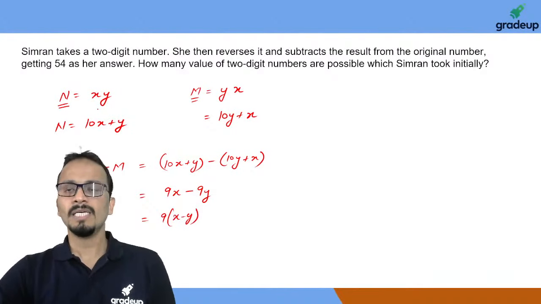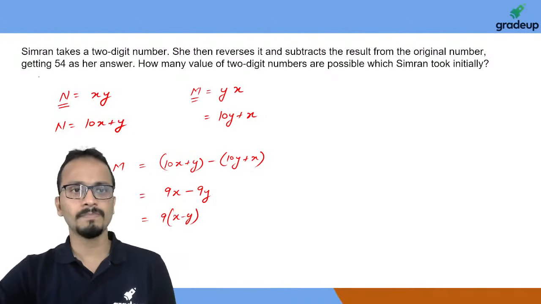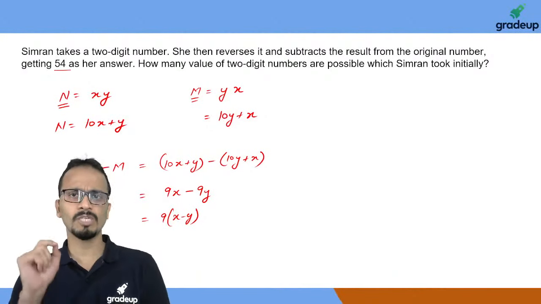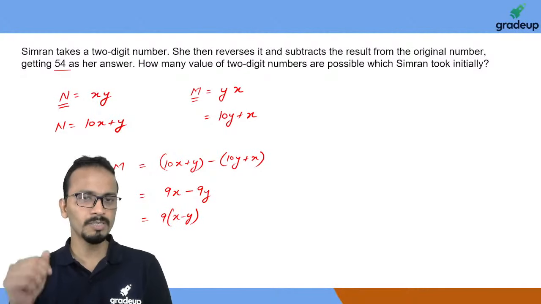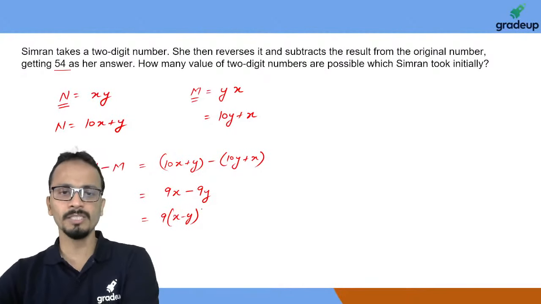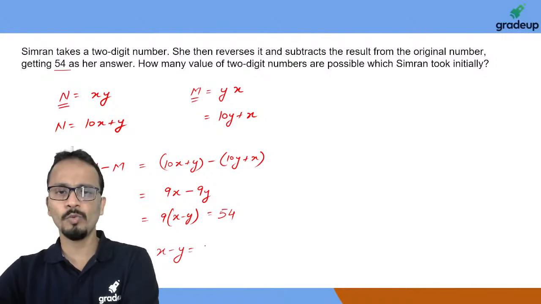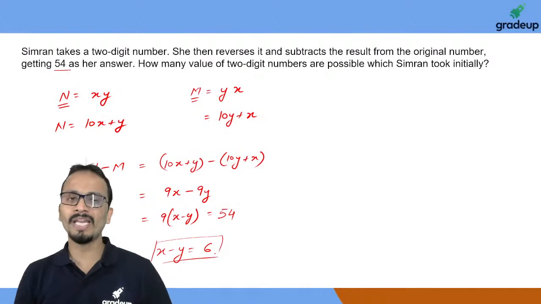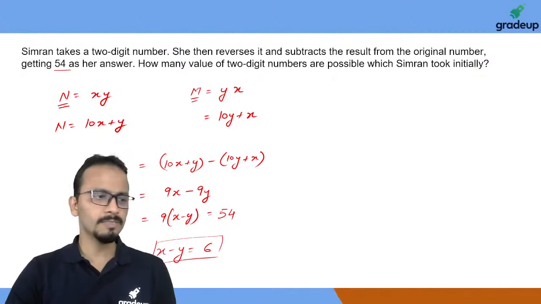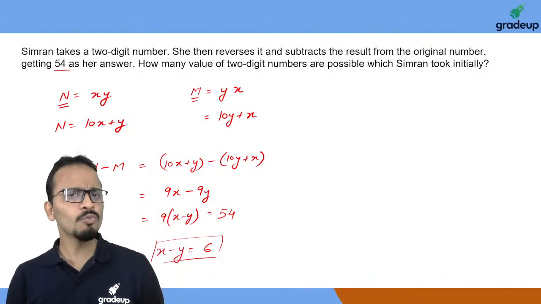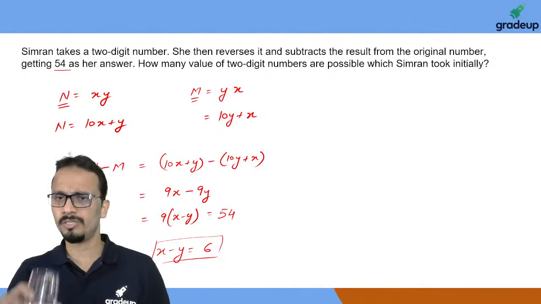Okay. Now let's read further. Getting 54 as her answer. So she reverses the number, subtracts the result from the original number, and the result that she will obtain is 54. So this value is 54. Now from here I can get the value of x minus y, which is equal to 6. Now this is one equation that I have obtained. All right. Now we don't have any other data in the question that will give us another equation.